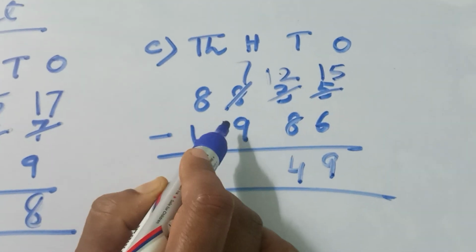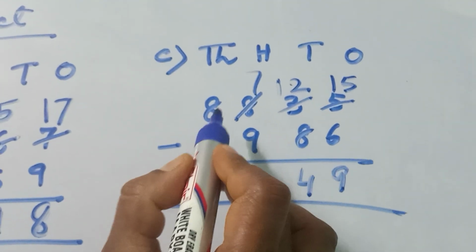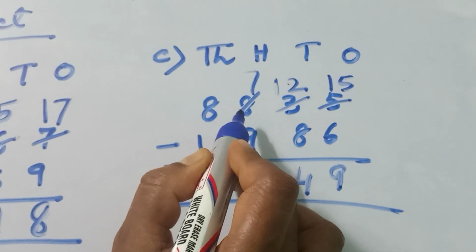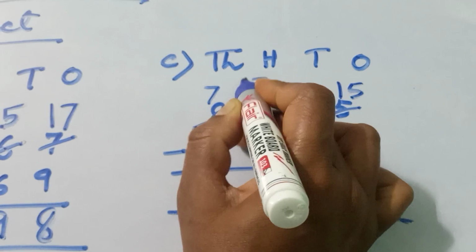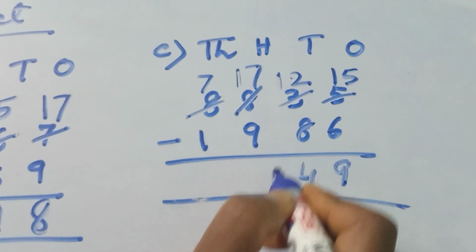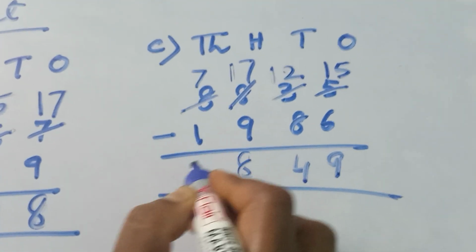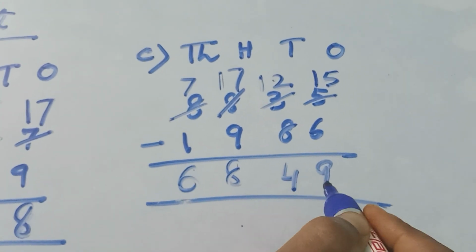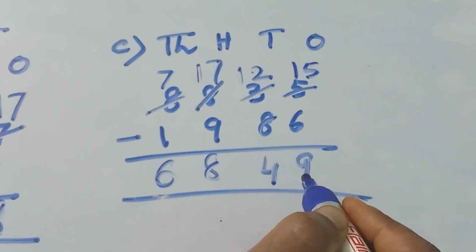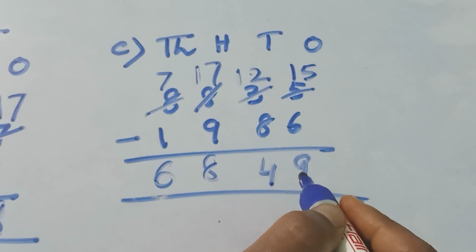Again 7 minus 9 not possible. Again regroup the thousands into hundreds. 8 becomes your 7 and this 7 becomes 17. Now 17 minus 9, that is your 8. 7 minus 1, that is your 6. Answer is 6849. I hope it is clear, children. So in this way you will complete your question number 1.